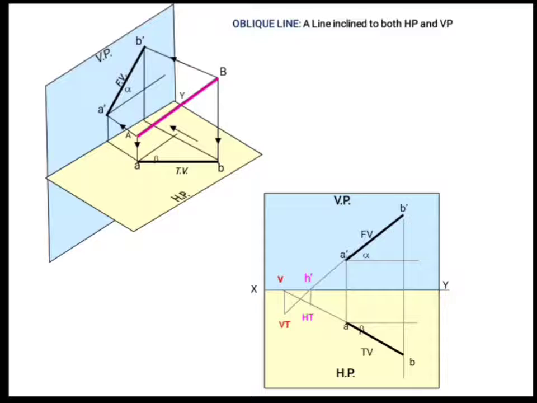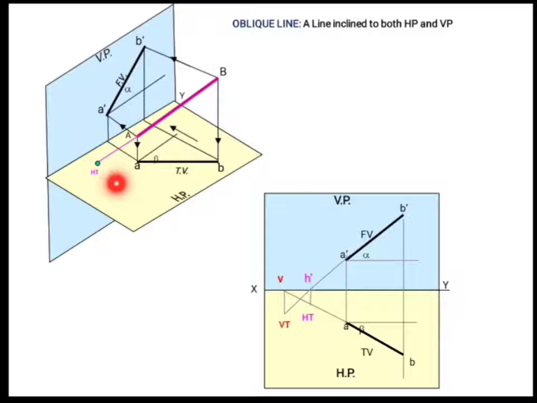In the case of oblique lines, that is a line inclined to both horizontal plane and vertical plane, the horizontal trace and vertical trace will be like this. See how we will get this horizontal trace and vertical trace of an oblique line. Here you can see the line AB, which is inclined to both horizontal plane and vertical plane. Now we can extend the line AB to penetrate the horizontal plane at this point. That point will be the horizontal trace of line AB.